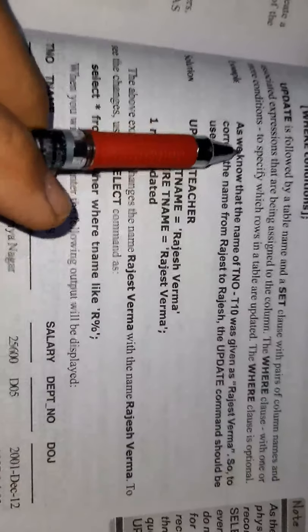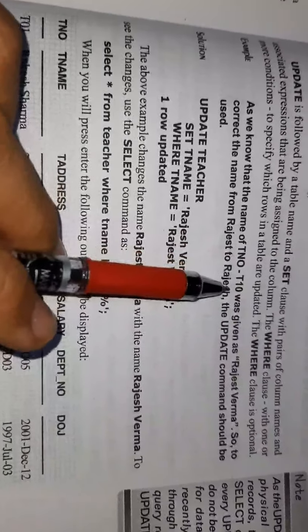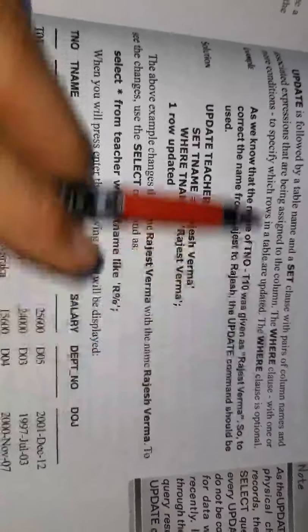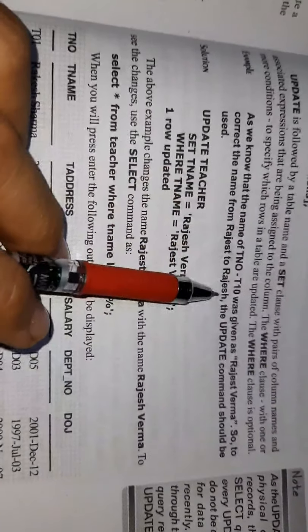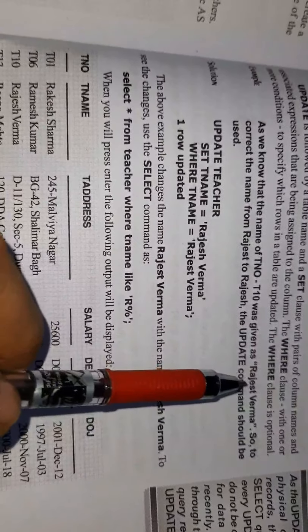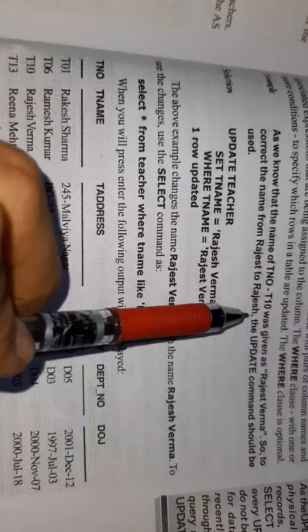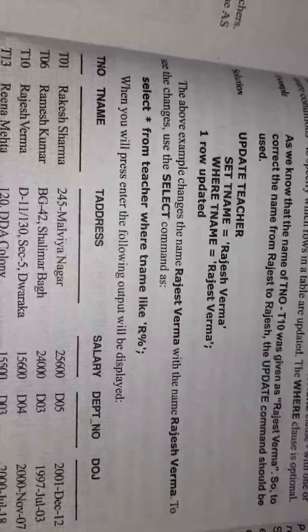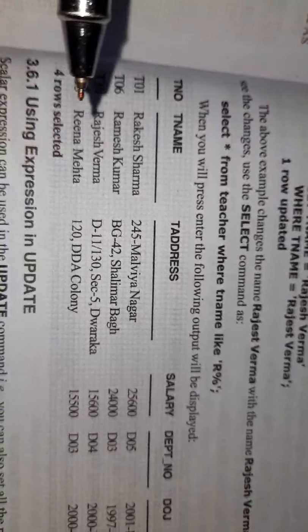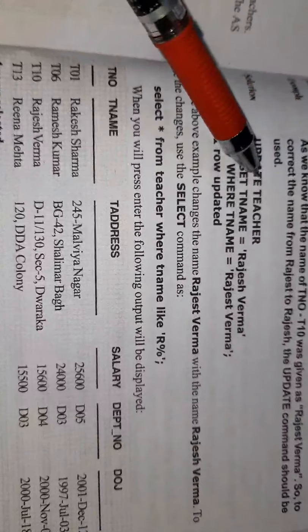So if you see in this particular example, as we know that the name of TNO, T10 was given as Rajesh Verma. So to correct the name from Rajesh to Rajesh, the update command should be used. So here we have to change this JEST to JESH. So we just have to change this T to H, okay. So how do we make the changes when it is already there in the table, inside the table? So once you have inserted the value in the table, you cannot make changes, right? But you can make changes by using the update command, okay.